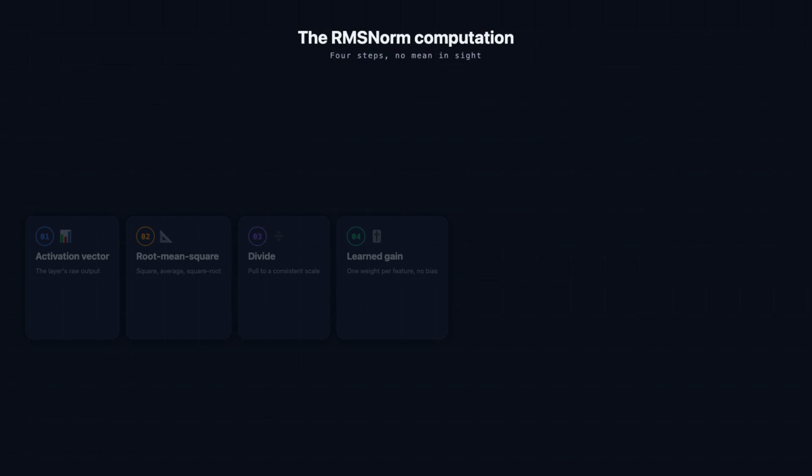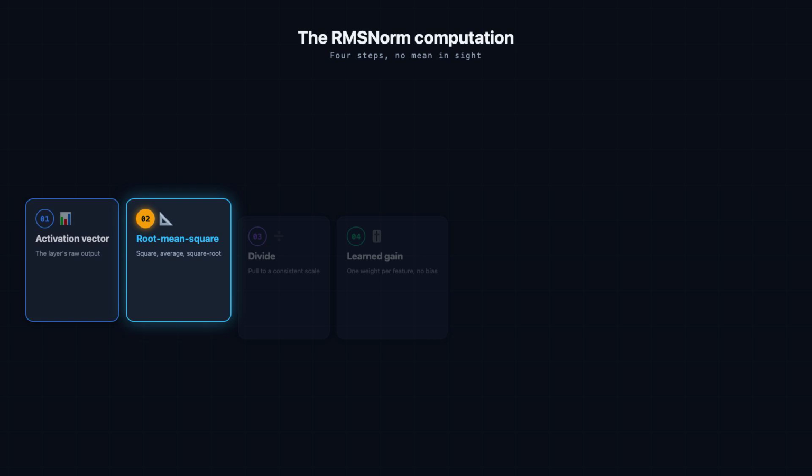Let's walk the actual computation one step at a time, so the simplicity is obvious. Start with the activation vector coming out of a layer, just a list of numbers for that one position in the sequence. This is precisely the same input LayerNorm would receive. Nothing special is done to it yet, and critically, we never once compute its mean. Next, measure the size of that vector using its root mean square. Square each number, average all those squares together, and take the square root of the result. That single value captures how large the activations are overall, which turns out to be really all the normalizer needs to know.